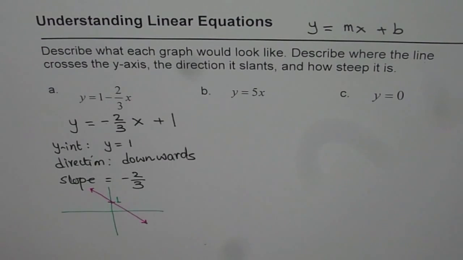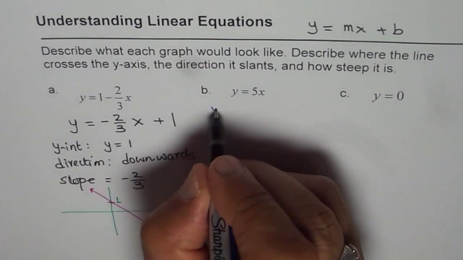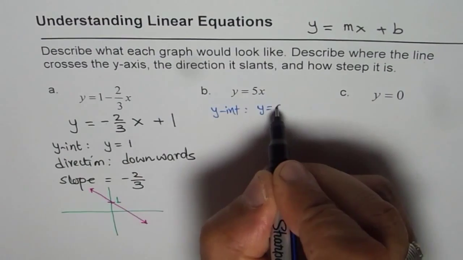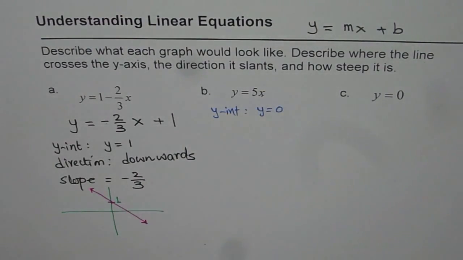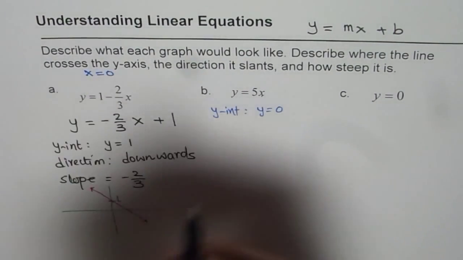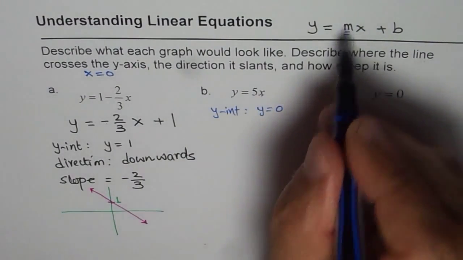Now let's look into the second line, which is y equals 5x. In this particular case, what is the y-intercept? Where will the line cross the y-axis? Y-intercept is at the origin, at y equals 0, since x equals 0 gives you y equals 0. That is the way to find the y-intercept. And direction is the sign of m, right?